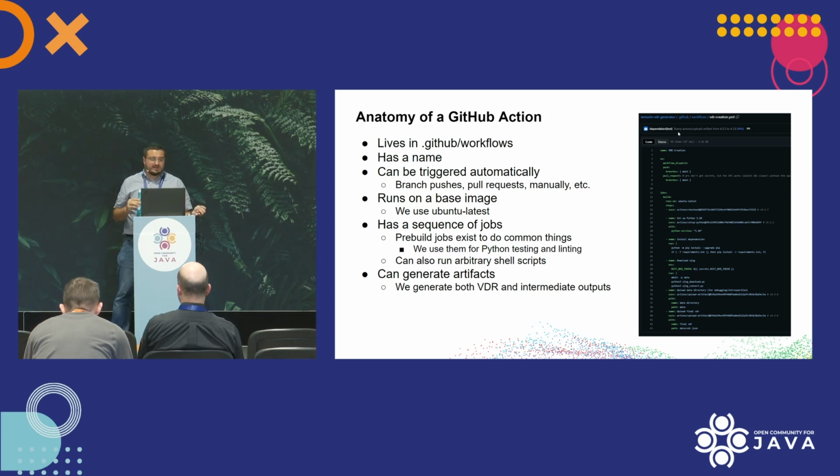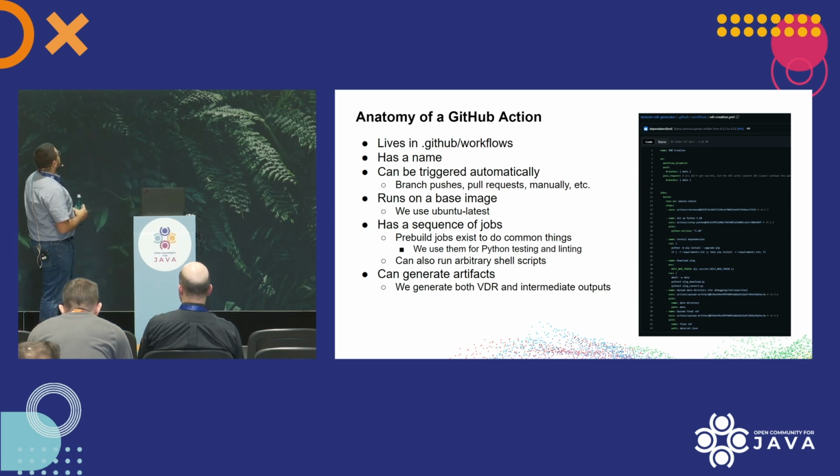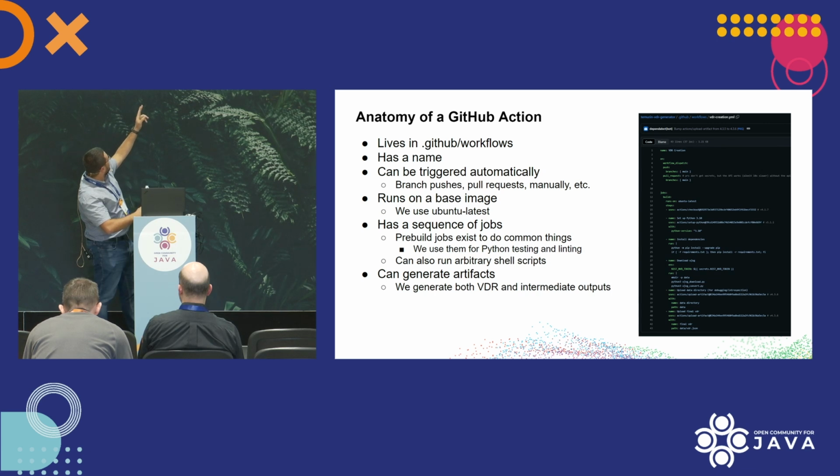A GitHub action has a name, right? Each file in .github/workflows will have the name of the GitHub action, and it also contains it in the JSON, up there. And it can be triggered either automatically, manually, on pull requests, on branch pushes. It's got all sorts of configuration. We generate a VDR every time you update your pull request so that you can see what the output of the VDR generation would be. It runs on a base image. We use Ubuntu latest. Seems sane enough. And basically, a GitHub action is a sequence of jobs, right? So basically we have a bunch here. You can see basically we install Python, we install our dependencies, we download, then these last few are kind of the ones that I've written myself.